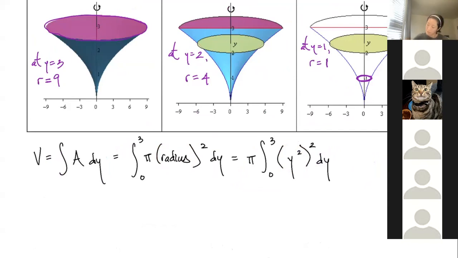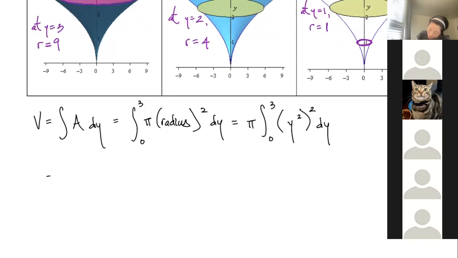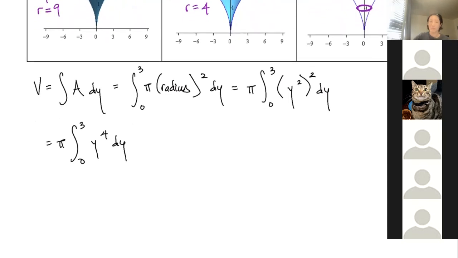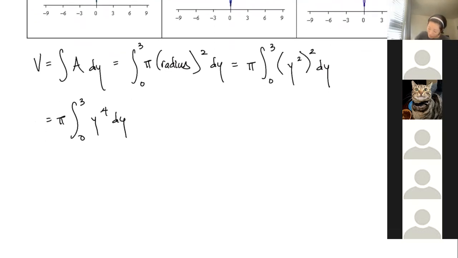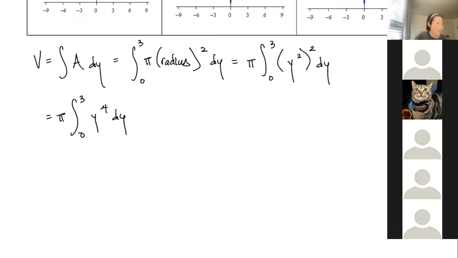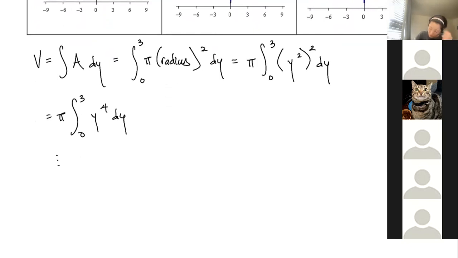Okay. And so I think this one will end up a lot nicer than the first question. We'll get pi, the integral from 0 to 3 of y to the fourth dy. That might be one of the nicest integrals you've seen in a very long time. And I'll leave that for you to do in the privacy of your own study place. And you should end up with 243 pi over 5.